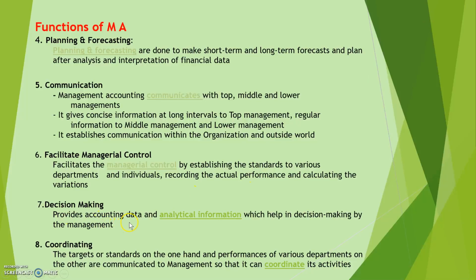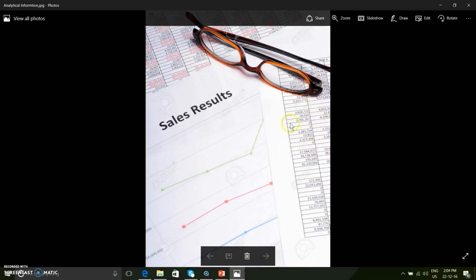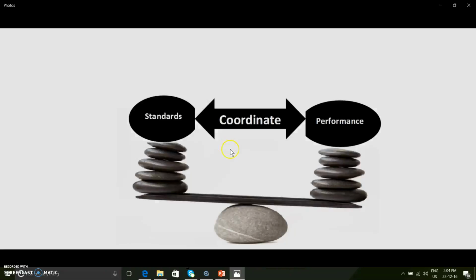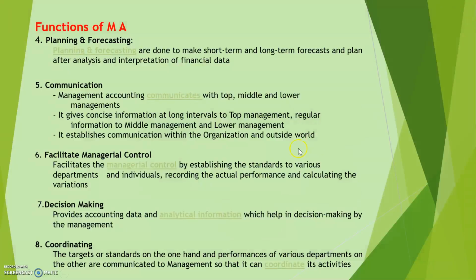Then the next function is decision making. So it provides accounting data and analytical information which help in decision making. So what is this analytical information? Let us assume that these are the data which are available. So that will be analyzed properly so that information can be given to the management. Then coordinating. So the management accounting coordinates with this process of setting standards and knowing the performance. So in the whole process, the management accounting actually coordinates all the activities.